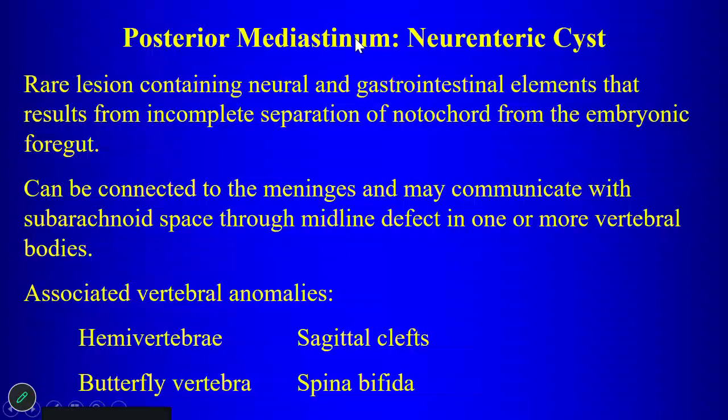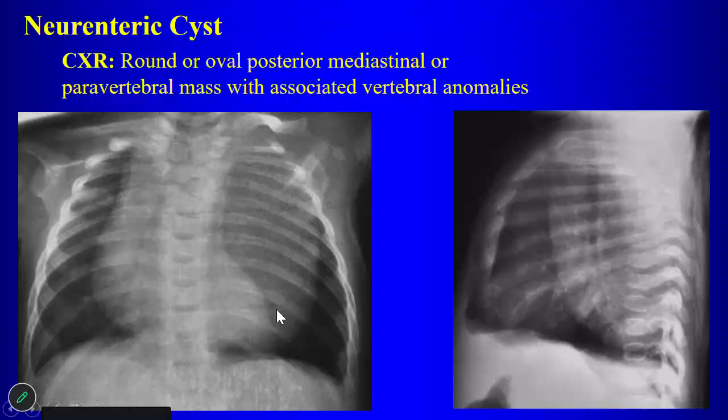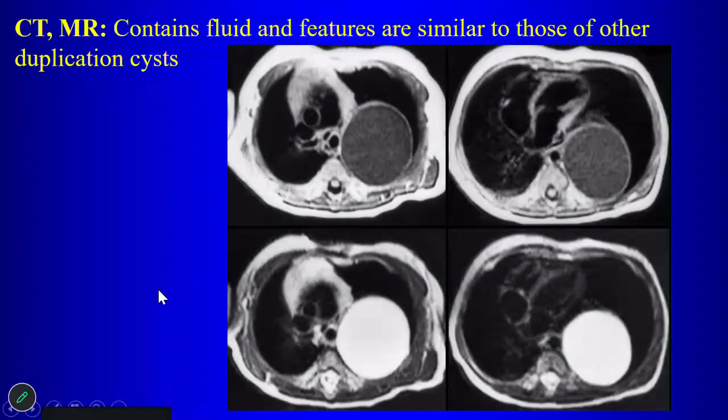So these occur in the posterior mediastinum, again along that bronchopulmonary foregut malformation spectrum. They can communicate with the subarachnoid space, and these are associated with vertebral anomalies like hemivertebra, sagittal clefts, spina bifida, etc. So that's a neuroenteric cyst, right? So posterior mediastinal mass, cystic lesion, but associated with vertebral anomalies. So that's a neuroenteric cyst. Okay.